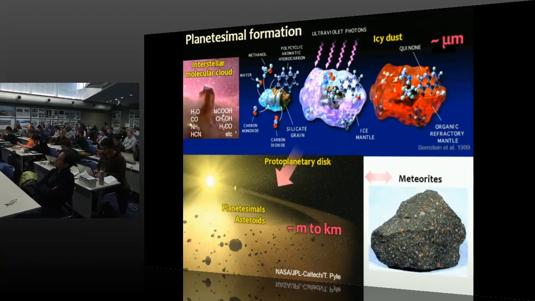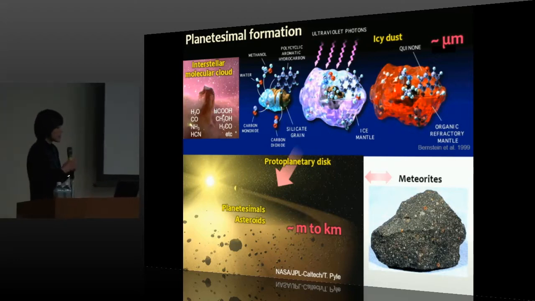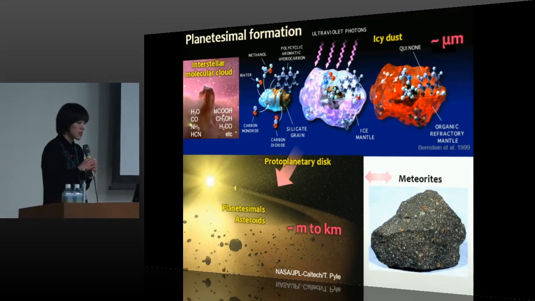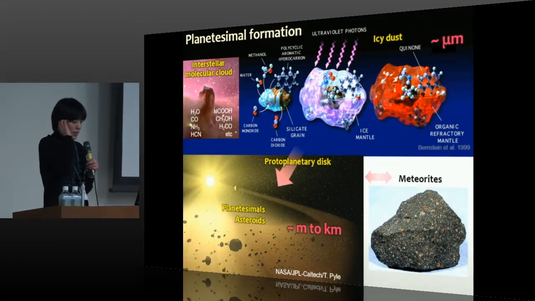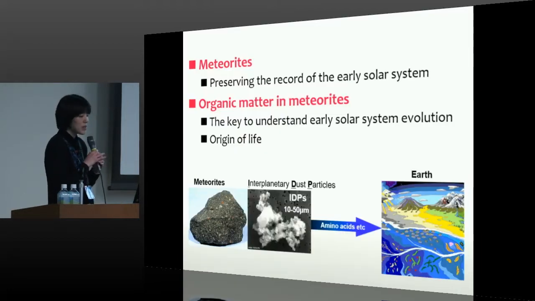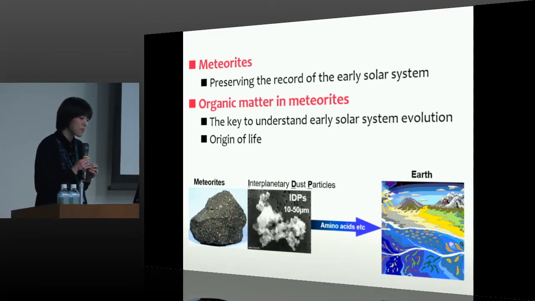protoplanetary disk. And then in the protoplanetary disk, these dust are accreted to make planetesimals, which is actually nowadays asteroid is the remains of planetesimals. And most of the meteorites came from asteroids. So that's why the meteorites contain much information about the early solar system evolution.